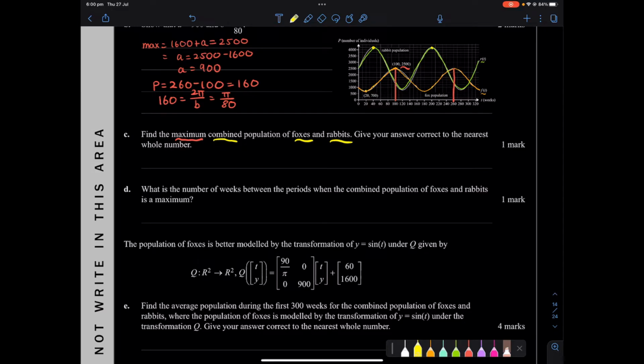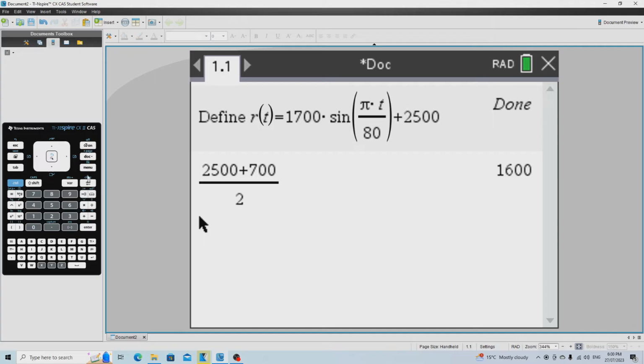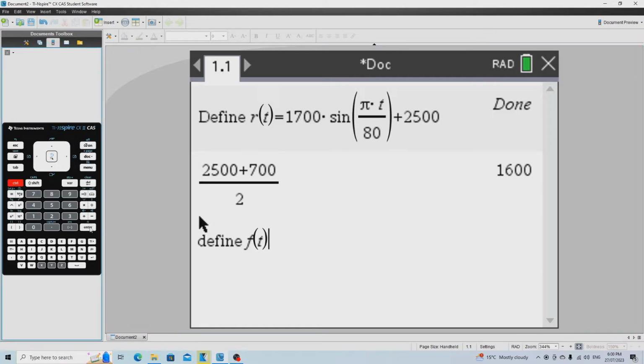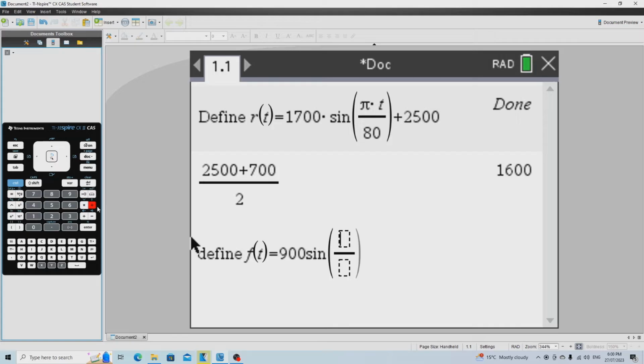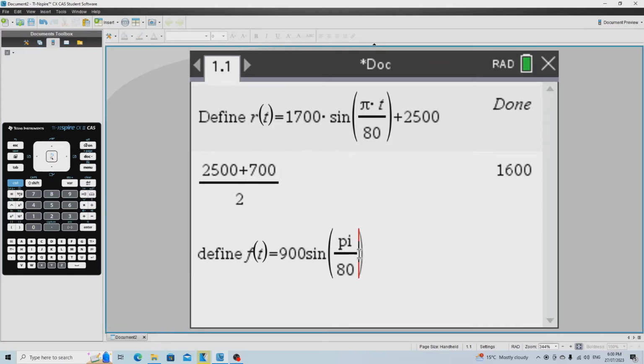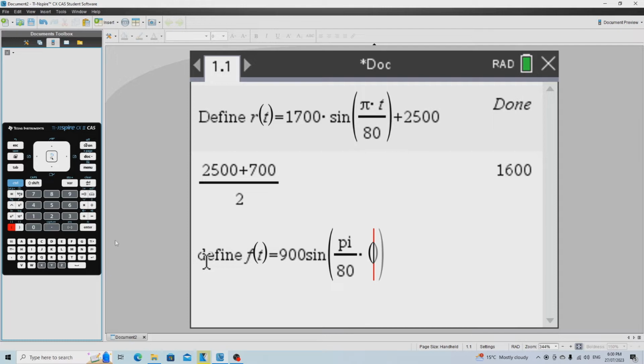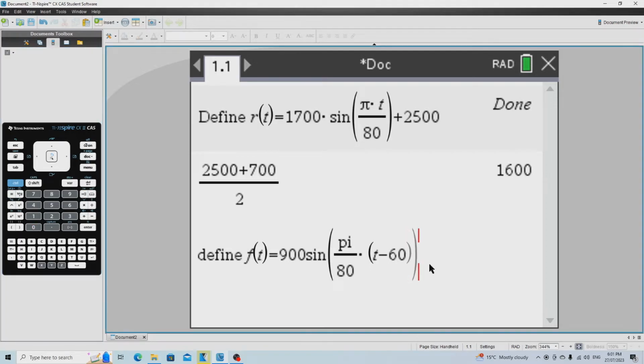All right. To do that, we want to now define f of t, the foxes. So f of t equals 900 sine of pi on 80 times t minus 60, plus 1,600.